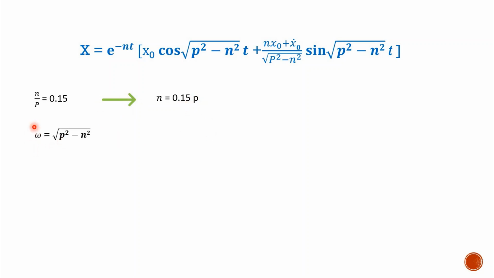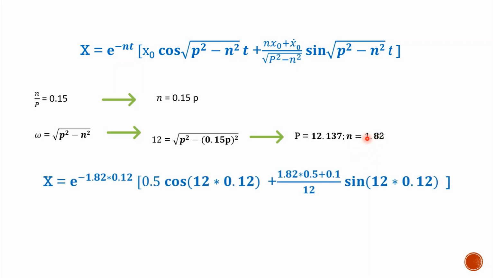Substituting this value in the equation omega is equal to root p square minus n square, omega is 12, and p square minus n is 0.15 p whole square. So solving this equation, you will get the value of p as 12.137 and n as 1.82. Now substituting these values, n is 1.82, p is 12.137, and time t is equal to 0.12 second.